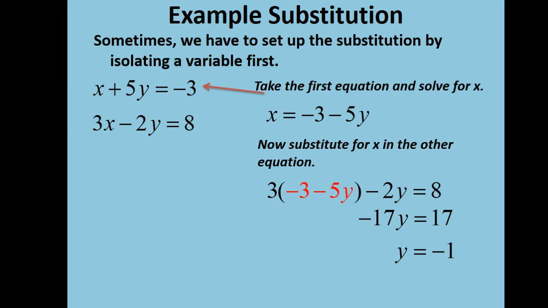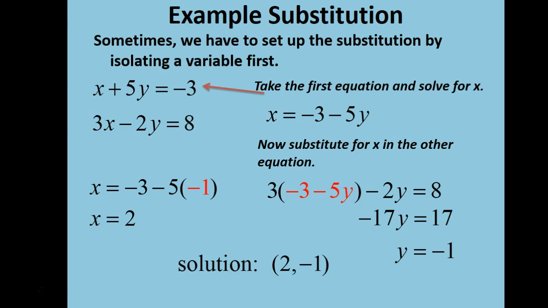And again, I did skip some steps in solving that equation, but hopefully you can follow along at this point and find y is equal to negative 1. So now that I know y is equal to negative 1, I'm just going to plug that back into the x equals negative 3 minus 5y that I had. So I have negative 3 minus 5 times negative 1. And of course, that's going to give me negative 3 plus 5, which is 2. And we find the solution to our equation is 2, negative 1.